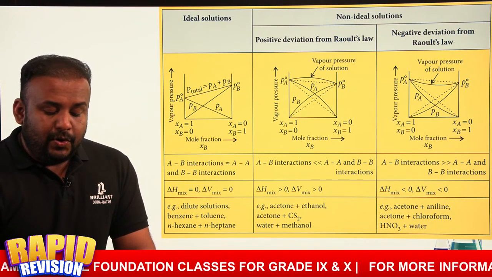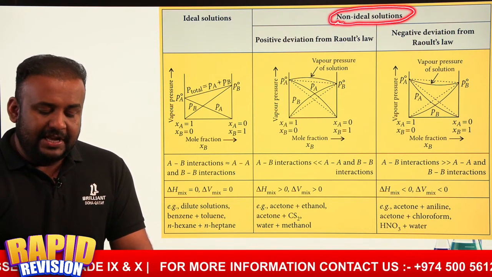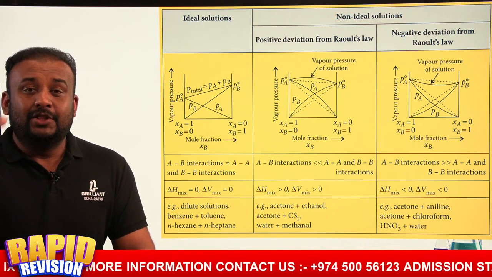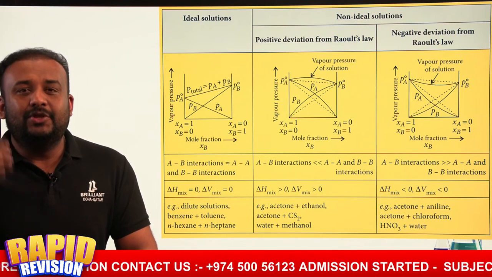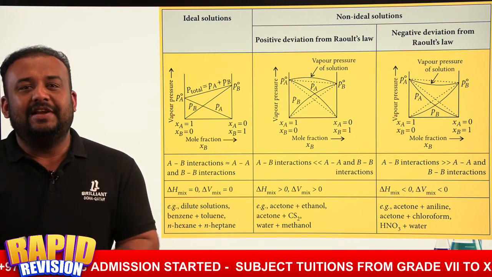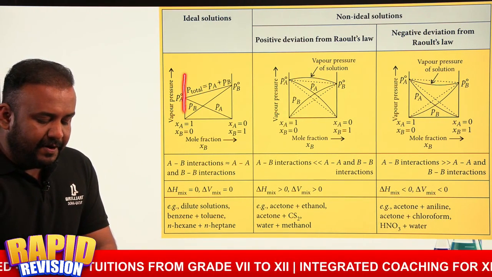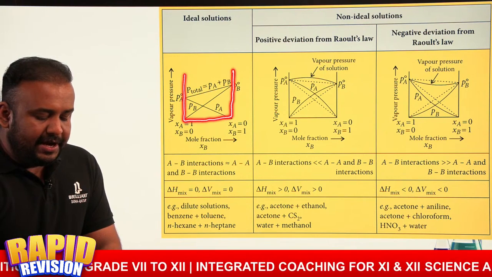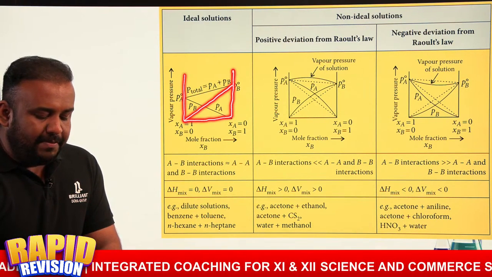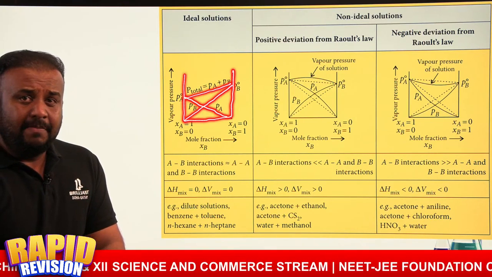Now, whatever varies from this is called a non-ideal solution. Non-ideal solutions are of two types: those which show positive deviation and those which show negative deviation. Now, what is the meaning of positive deviation and negative deviation? Think like this. If you look at the graph of Raoult's law, here this is the partial pressure of component B, this is the partial pressure of component A, and this is the total pressure of the mixture.